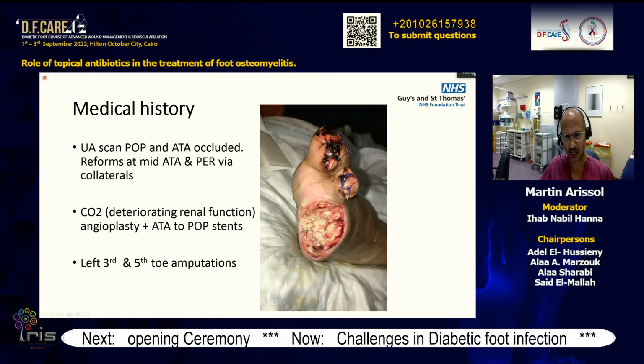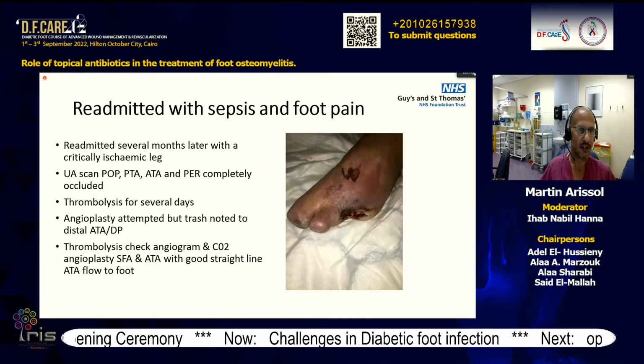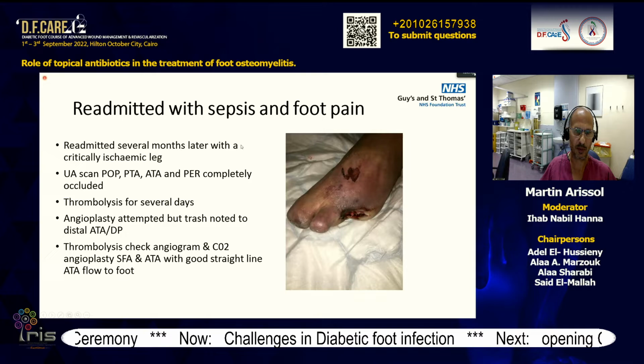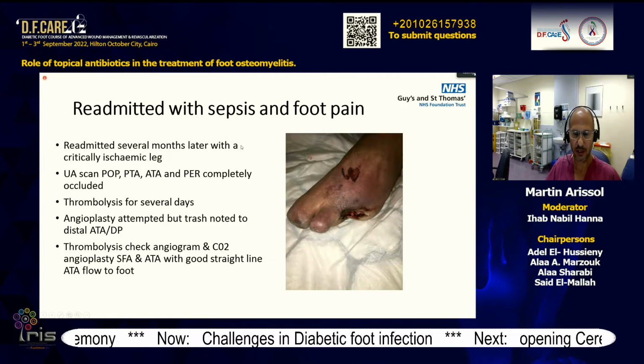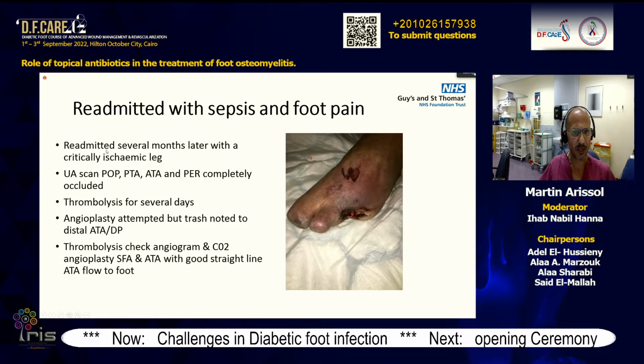So you can see the tissue is now a little bit better perfused. The skin's a little bit more pink and it's presenting nicely. So the patient was doing very well after several months, discharged with topical negative pressure. But then we had readmitted her.